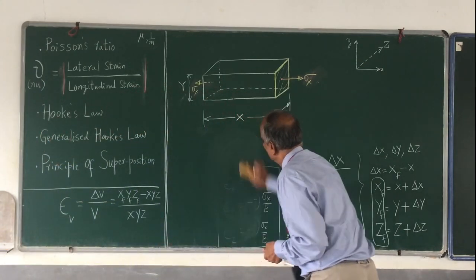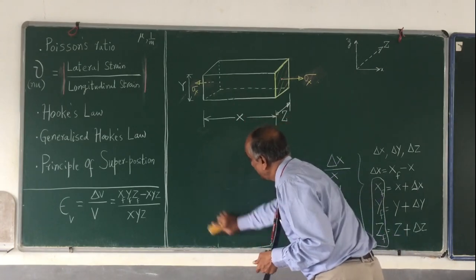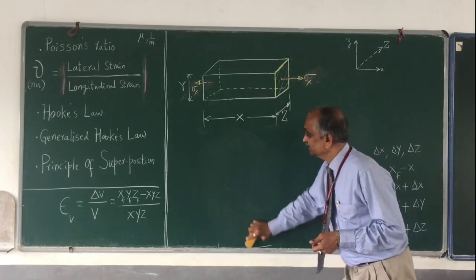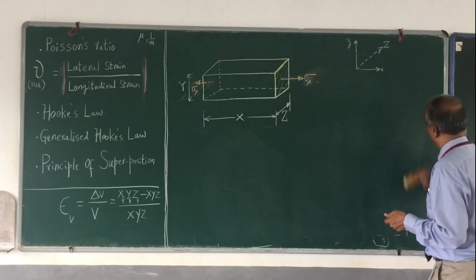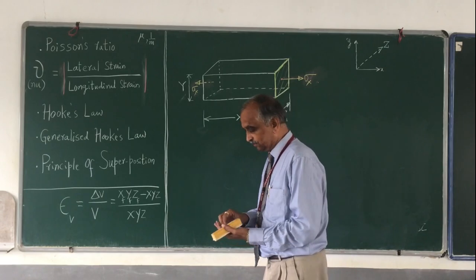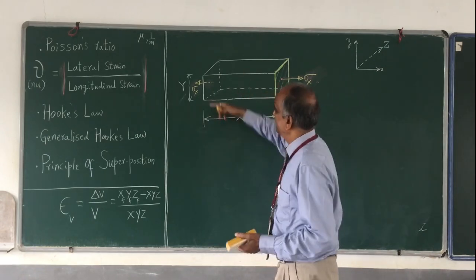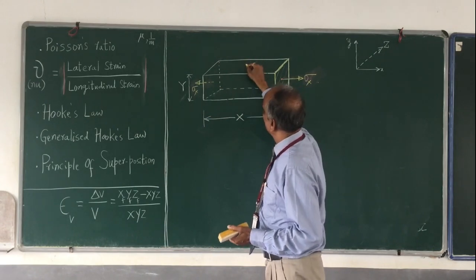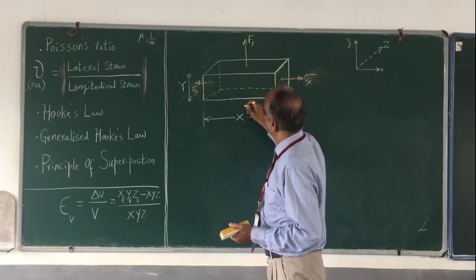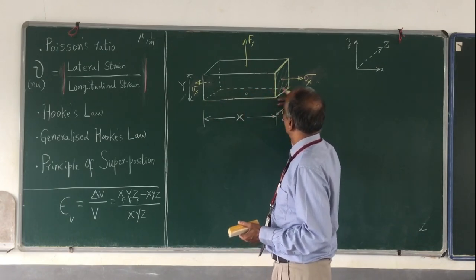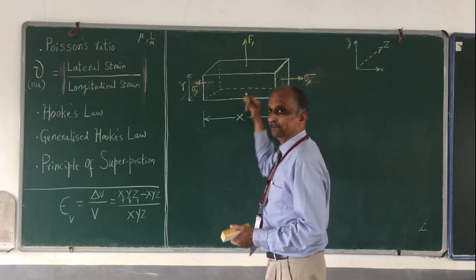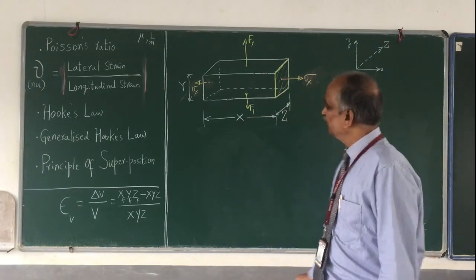Now, I don't have only sigma x. What else do I have? I also have sigma y and sigma z. Actually I have Fy, the load in the y direction. What is the y direction? This perpendicular direction. Say I have a load here, this is Fy, and on the bottom surface I also have a load, Fy. They are the same thing.